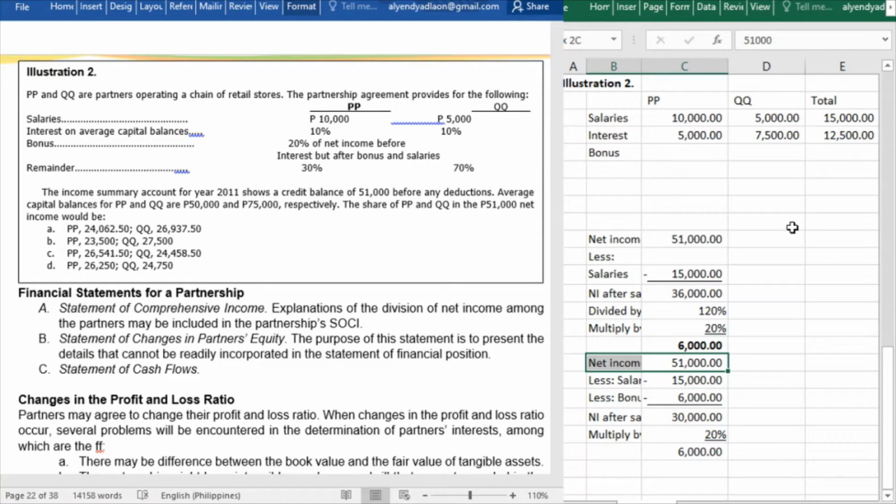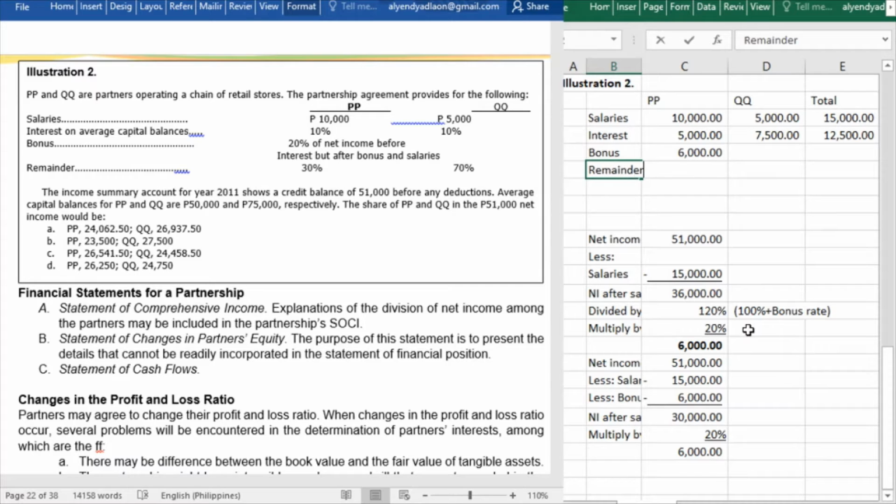But take note class, if you compute the after bonus based on net income after bonus using this method which I highlighted, you cannot compute it because you still have to compute the bonus to get the bonus. That's why we have this method of dividing by 120% multiplied by 20%. Where did we get the 120%? Take note, 100% is fixed, plus the bonus rate. Whatever the bonus rate is, you have to add it to the 100%. Now for the bonus, for PP, that is 6,000 pesos.